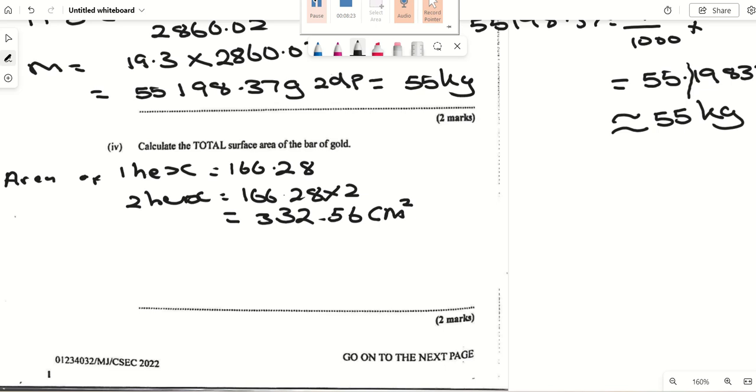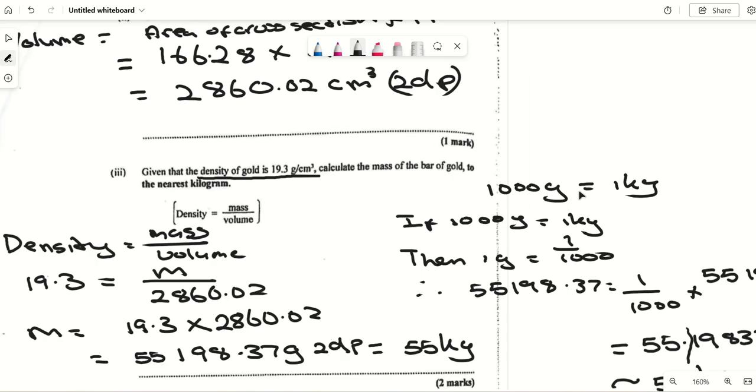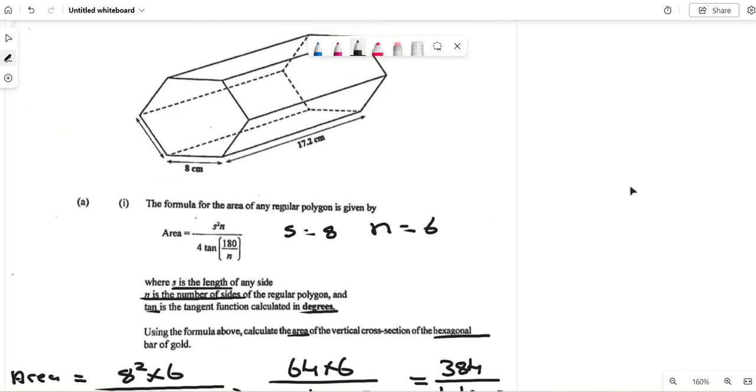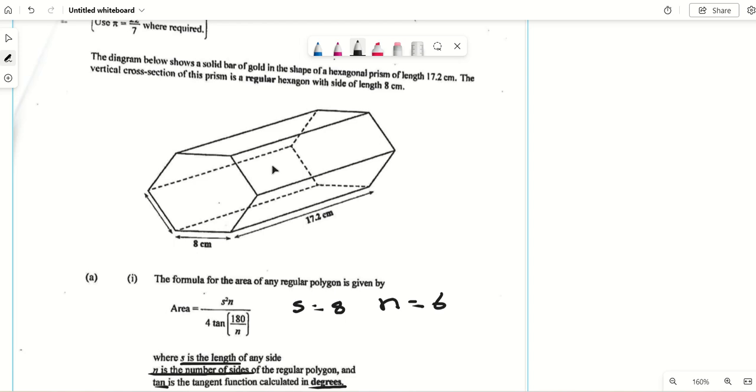This is an area, right? And then, if we look at this, how many hexagons are we seeing, and how many rectangles are we seeing? There are 2 hexagons, so we have the area of 1 hexagon and we have to find the area of 2. And how many rectangles are there? 1, 2, 3, 4, 5, 6. So there are 6 rectangles with length 17.2 and width 8, because remember, each side is 8.